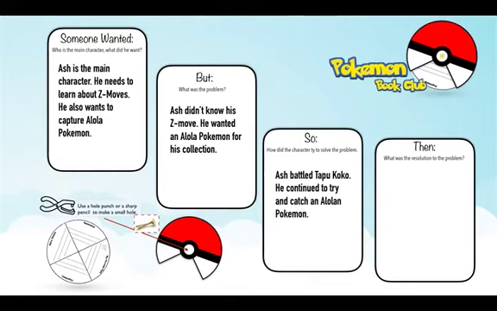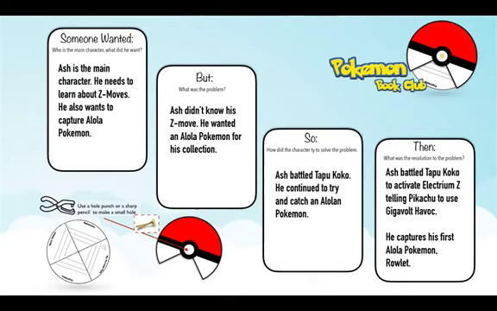Okay, guys, the last part of this spinner mapping activity: what was the resolution to the problem? And that's the "then." The resolution means a solution. Think about it. How did he solve the Tapu Koko Z move issue? And how did he solve catching his wild Pokemon from Alola? Pause the video, write your answer down, pop the video back on when you're ready to see what I had to say.